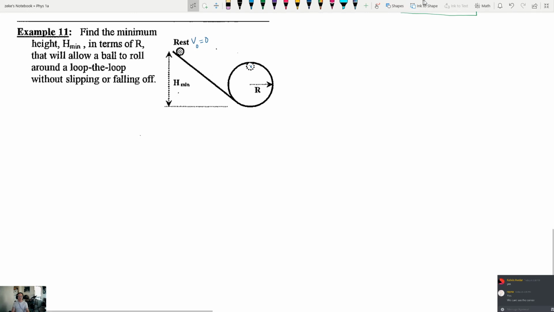Does anyone remember what we learned when we started talking about circular motion, about objects that are going around loop-the-loops like this? We did a problem where there was a bucket that we were swinging around, and we figured out what the velocity of the water at the top was. What do we know about the velocity of this object at the top up here? What does it need to be if it wants to be able to roll around the loop without slipping or falling off?